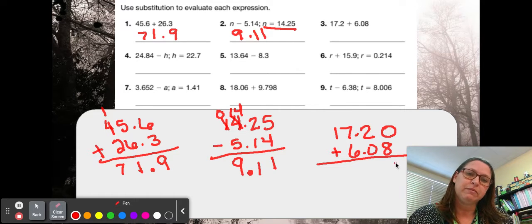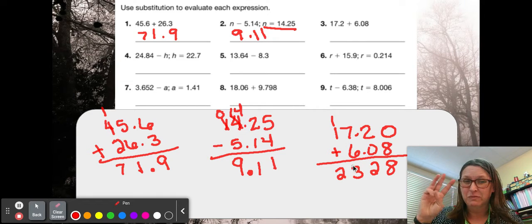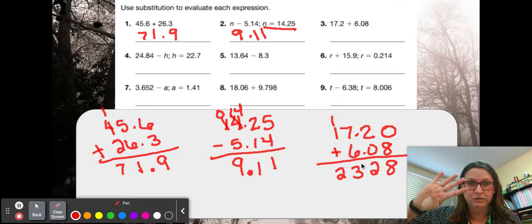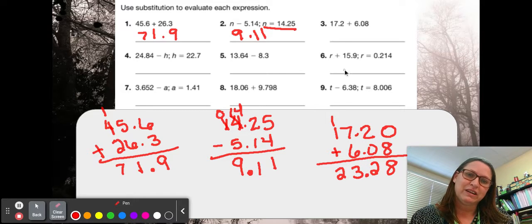8 plus 0 is 8. 2 plus 0 is 2. 7 plus 6 is 13. And 1 plus 1 is 2. I'm done with step 3, and let's do step 4, which is bring my decimal down into my answer. I am done with that one. It is 23.28. Sorry about that 3.